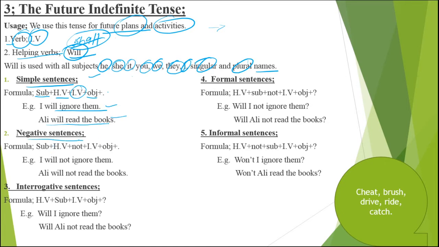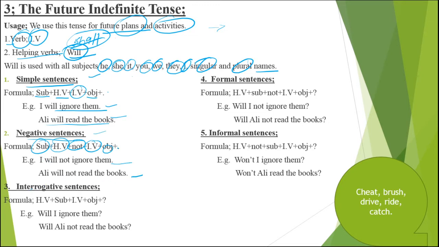Negative sentences, those sentences in which we deny the statement or reject the statement or refuse the statement. The formula is subject, helping verb and then not. After the helping verb we will put not, and then first form of the verb, object and full stop. I will not ignore them. Ali will not read books.